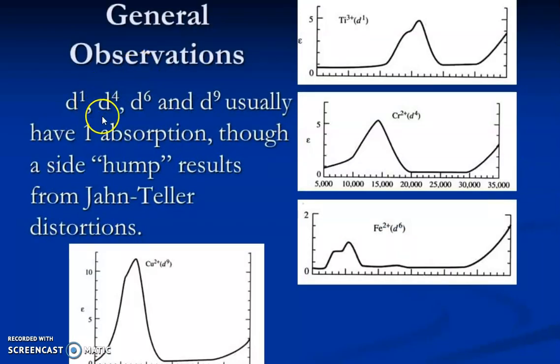Now, general observation: d1, d4, d6 and d9 usually have one absorption with a side hump. The hump is like this. It results from Jahn-Teller distortion. So you can see a little bit of hump, a little bit of hump, this is a little bit of hump. This is not sharp.